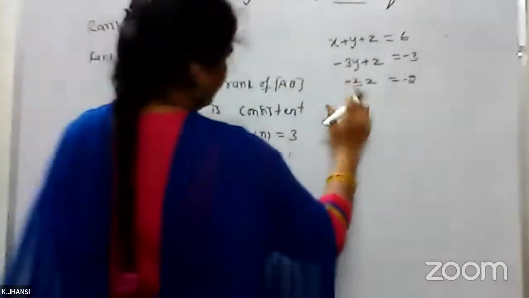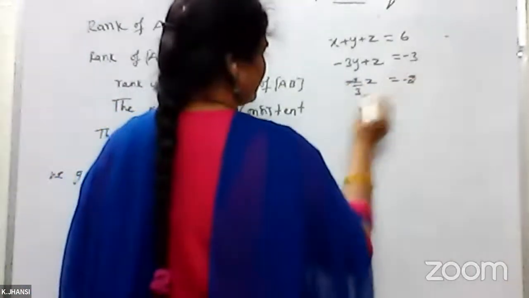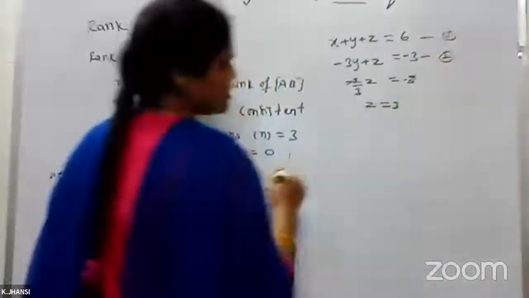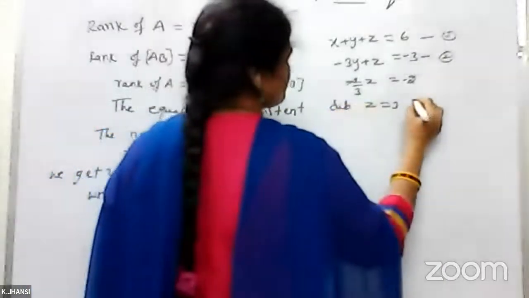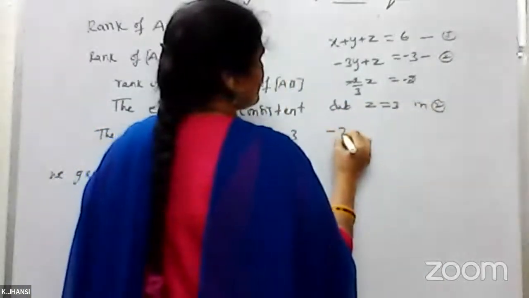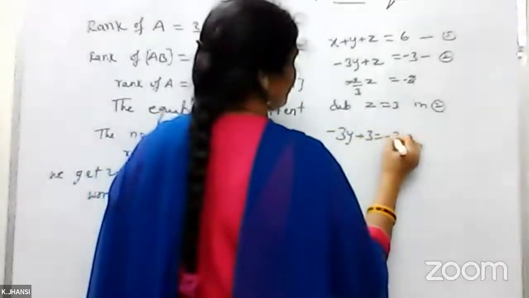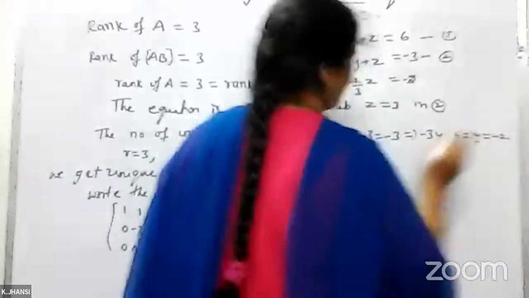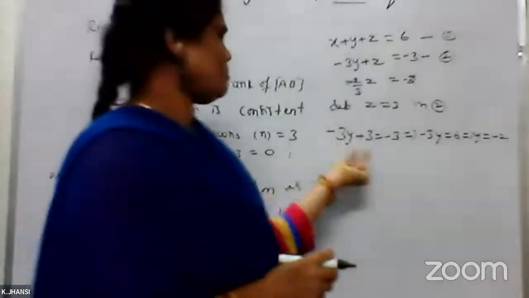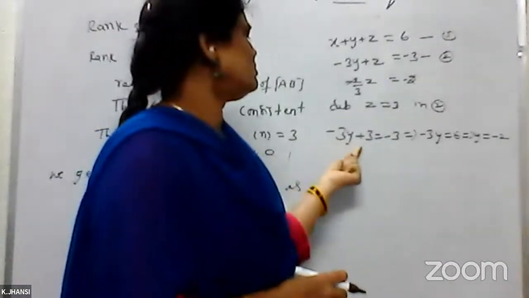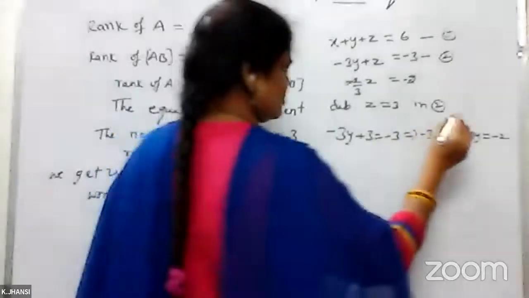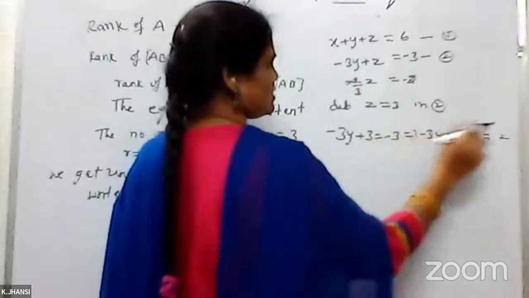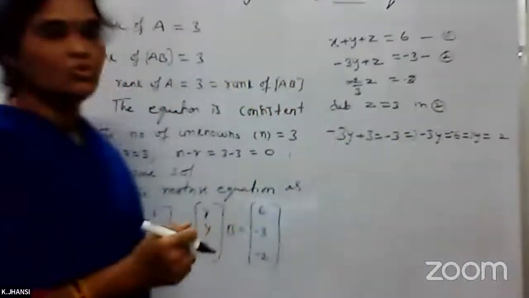Okay. So here minus 2 and minus 2 get cancelled, then z will be 3. You can call this equation 1 and equation 2. So substitute z equals 3 into equation 2: minus 3y plus 3 equals minus 3, implies minus 3y equals minus 6, both minus signs get cancelled, y equals 2 here.